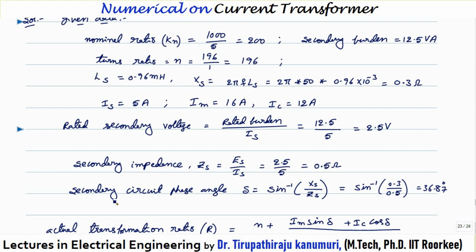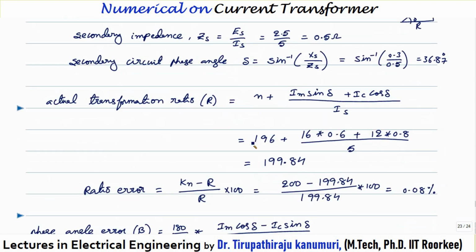So now we have to calculate the secondary side circuit phase angle, because we know the impedance diagram will be drawn like this. This is R, this is X, and this is Z, and here in this case this is my angle delta. So this delta can be obtained by tan inverse of opposite by adjacent, that means tan inverse of X by R, or otherwise, because we know Z and we don't know the value of R, I can write this as sine inverse of opposite by hypotenuse. So that's why it is sine inverse of XS divided by ZS. This will be sine inverse of 0.3 divided by 0.5. This is equal to 36.87 degrees.